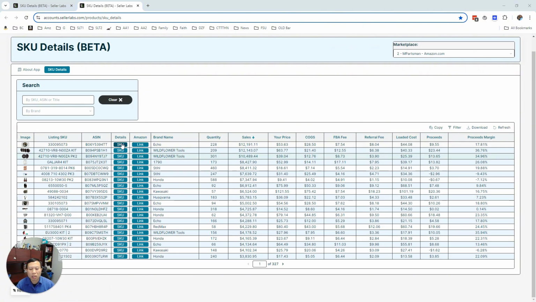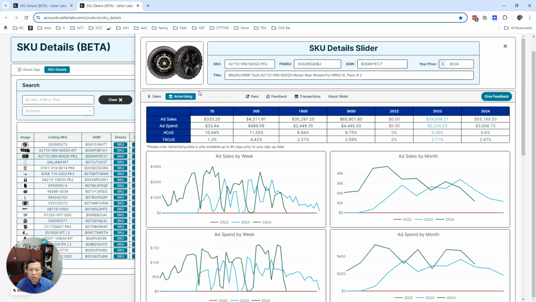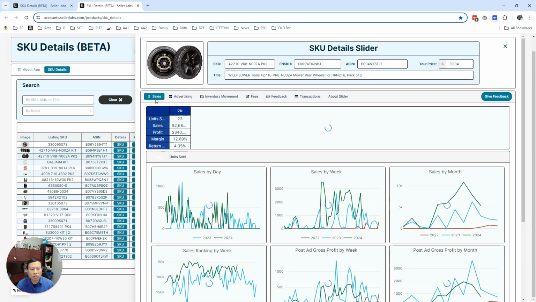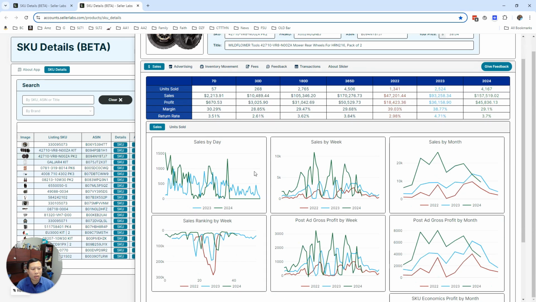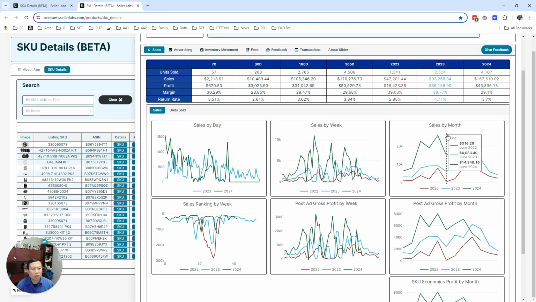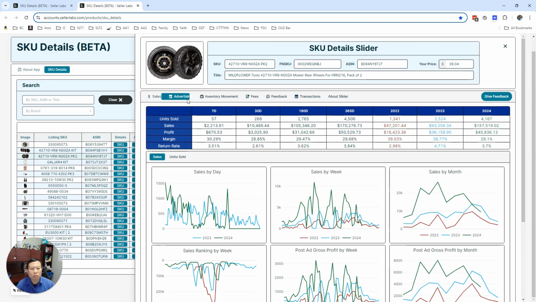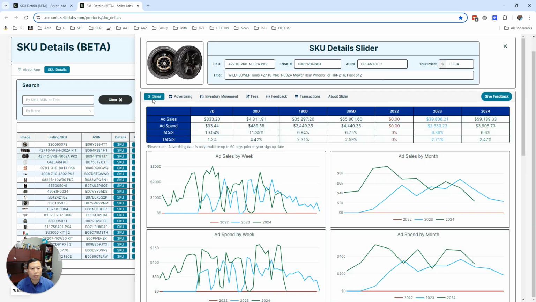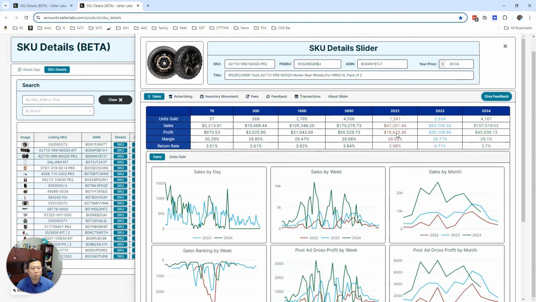When you go into SKU Details here, let me make this smaller, you click on the SKU and it pops up this SKU Details slider. In it you can see the sales for that particular SKU. And we're working on profitability by month, sales by week, sales by month, and then the sales rank as well. Also, you can see on the top the units sold, profitability over time, and also the return rate. So if you have a high return rate, you want to investigate why it's high and what the margins are.